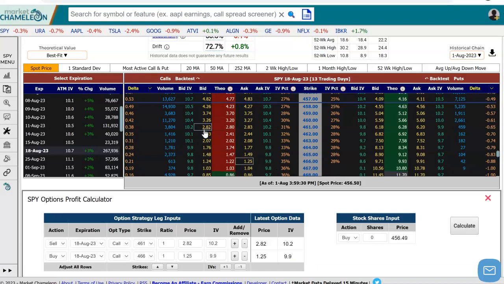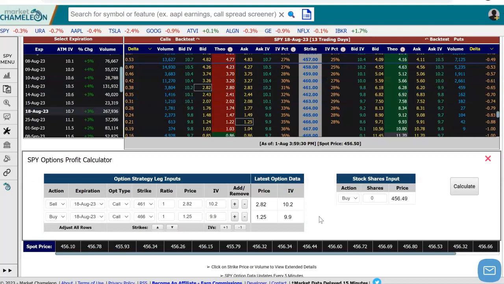So you can see as I'm clicking on the bid, it auto-populates a sell August 18th call on the 461 strike at $2.82, which is the current market bid, and then buying the August 18th 466 call for $1.25, which is the market offer. So first, we set up the Iron Condor by selling an out of the money call spread.